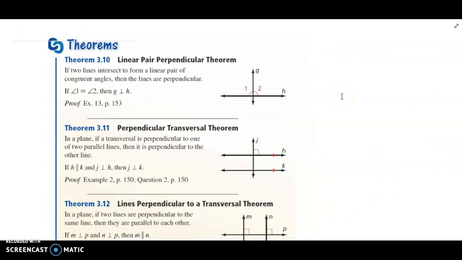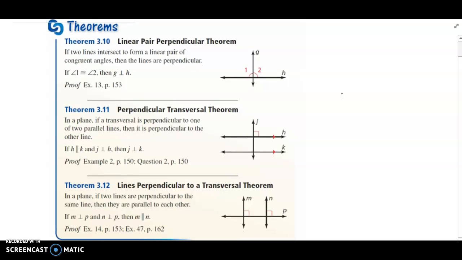All right, guys, there's 3 more theorems here. These are pretty straightforward. So the linear pair perpendicular theorem tells us if 2 lines intersect to form a linear pair of congruent angles, so it's both a linear pair and they're congruent, then the lines are perpendicular. You guys should know that because if they're a linear pair, they equal 180. If they're congruent, that means they're the same, so each of them would have to be 90. Well, by the definition of perpendicular, they cross at a 90-degree angle.